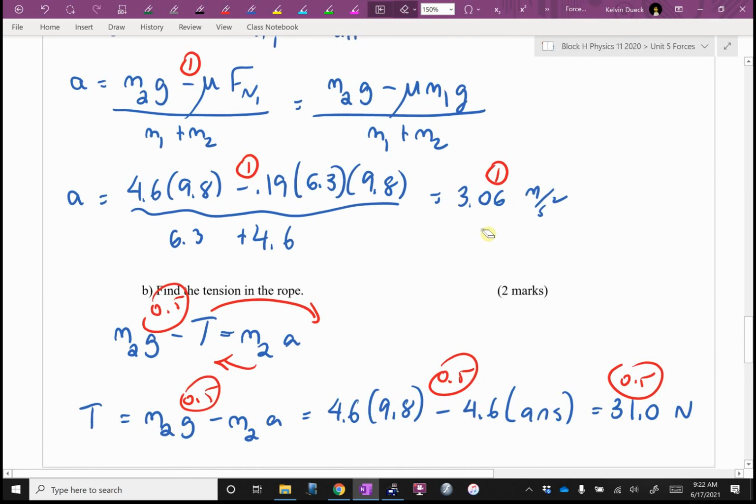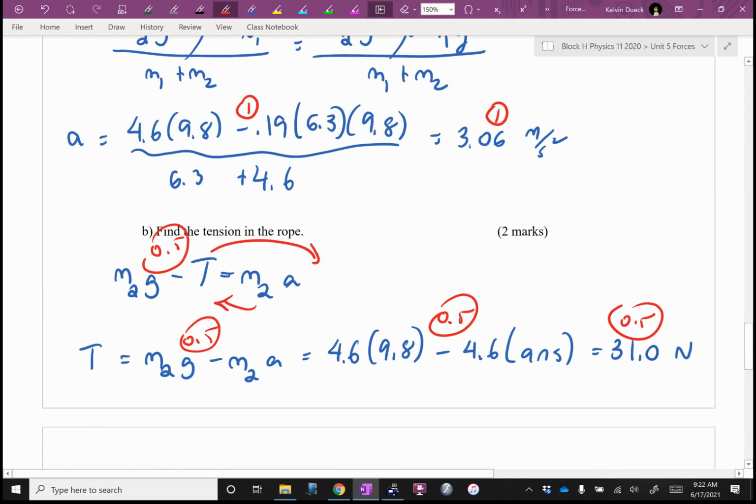If you got the wrong acceleration, but you went m2 times 9.8 minus m2 times your acceleration, I would give you 2 out of 2 for part B. Okay? And if you're not sure, show it to me later. When I say come lawyer with me, that's really when you want to start asking those questions, and I'll come look over your shoulder.